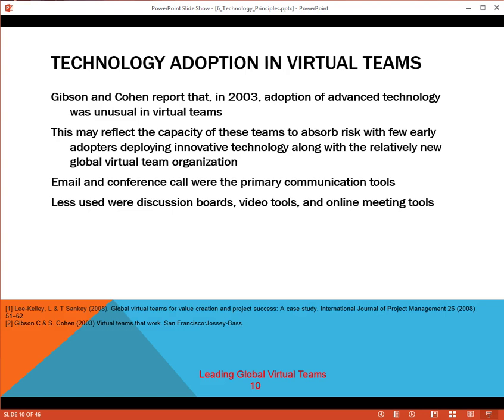Email and teleconference were well understood in 2003, and they had much lower risk. So only teams that could really absorb both the complexity and uncertainty of web convergence technology and the risks of operating in the relatively new organization form of virtual teams, only those teams would use the more advanced technical tools.